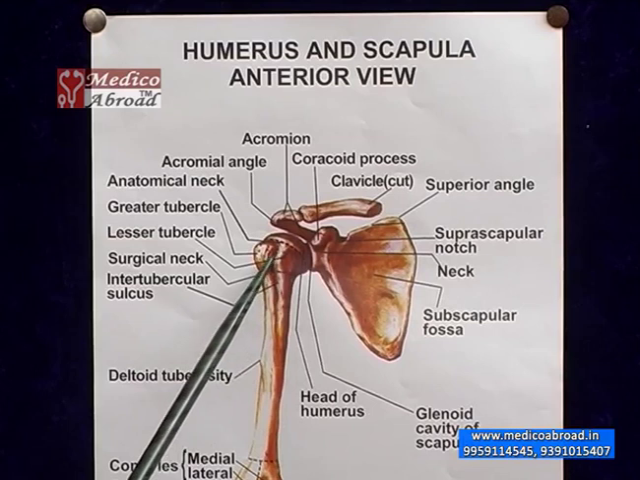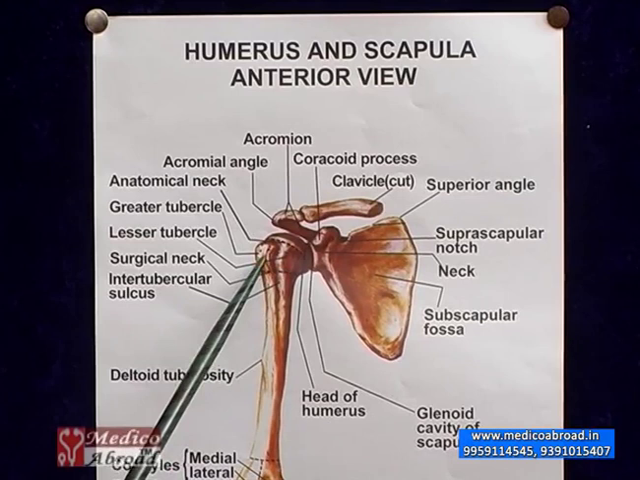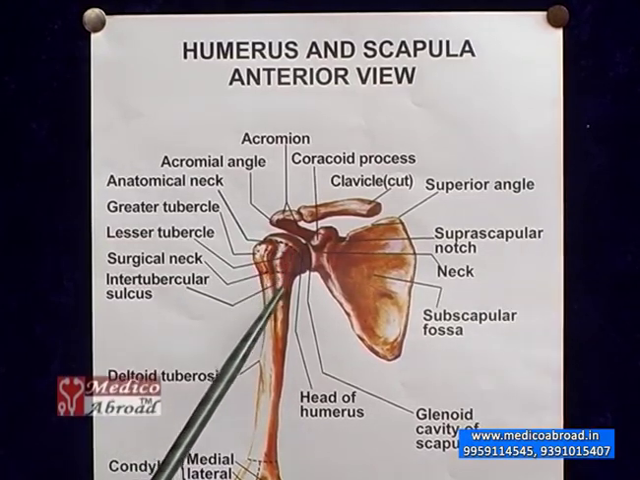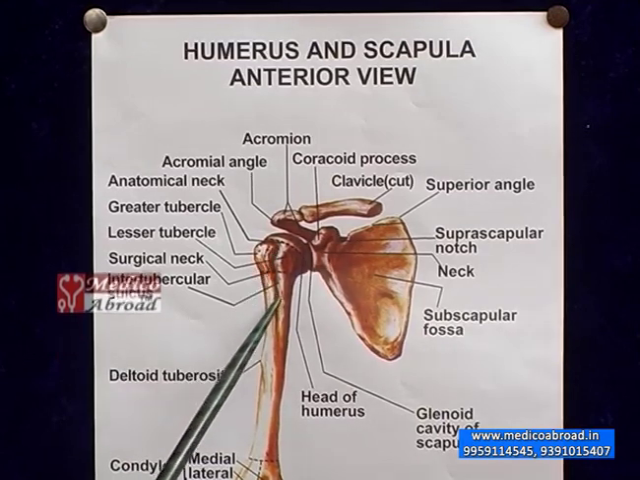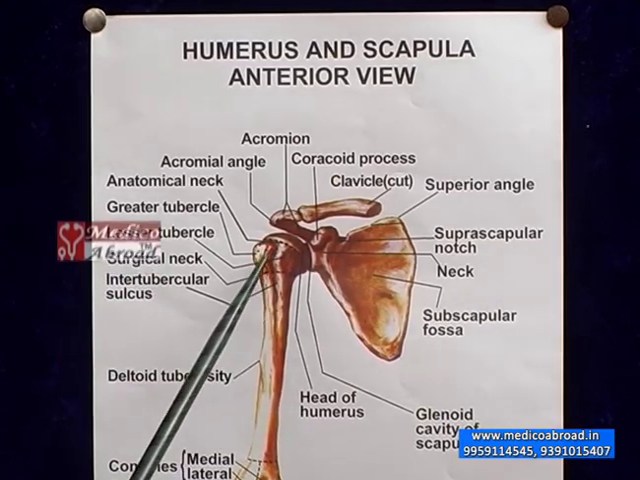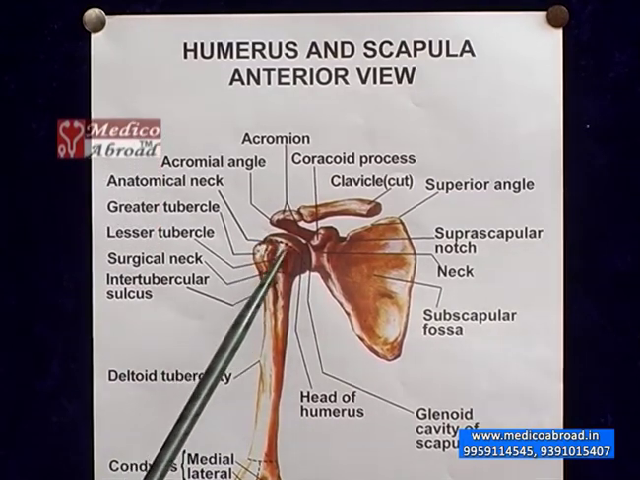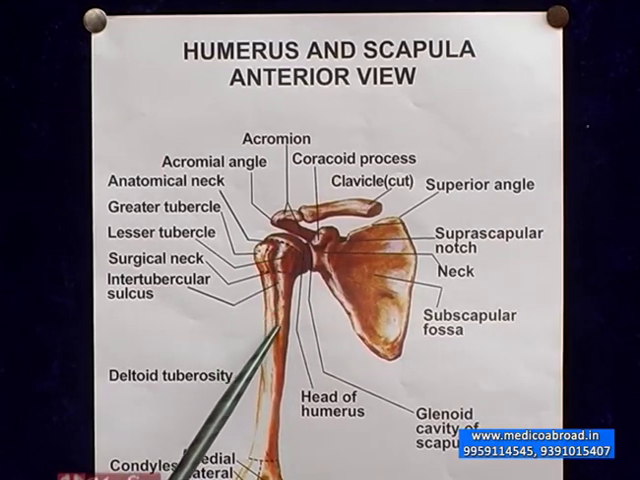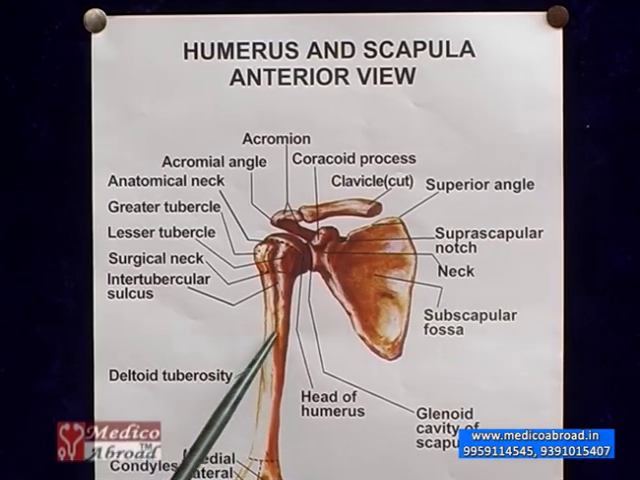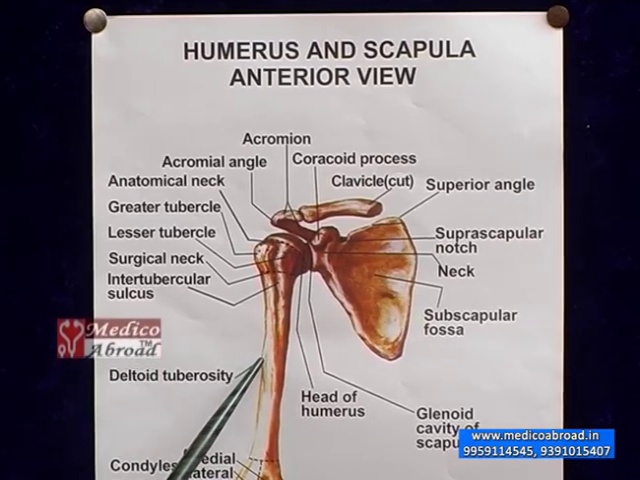Next you have the surgical neck of the humerus, which is just under that. You will come to the importance of this anatomical neck and the surgical neck in the radiograph. Next you have the intertubercular sulcus, which is a depressed area between the raised tubercles. Between the greater and the lesser tubercle is your intertubercular sulcus or bicipital groove. If you continue down the shaft of the humerus, you will find the deltoid tuberosity, which gives insertion to the deltoid muscle.